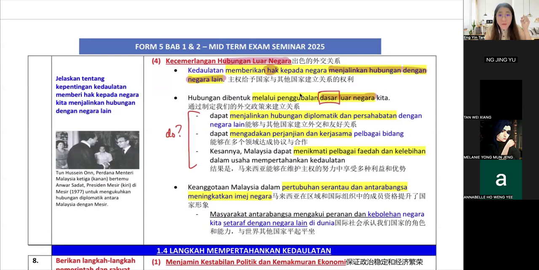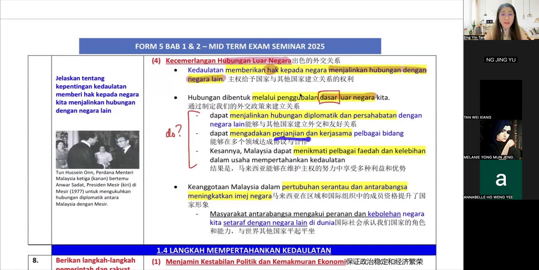Because right now we have the power, no need to ask British already. Last time when we wanted to make friends with other people, we needed to ask British, can we sign the contract, this and that. We needed to get the advice from the resident. But now no need. We want to sign agreement, we want to kerja sama. That one is on our own right now.